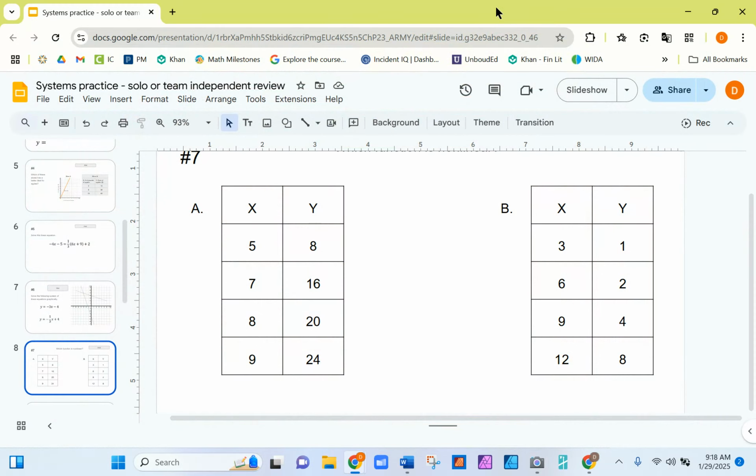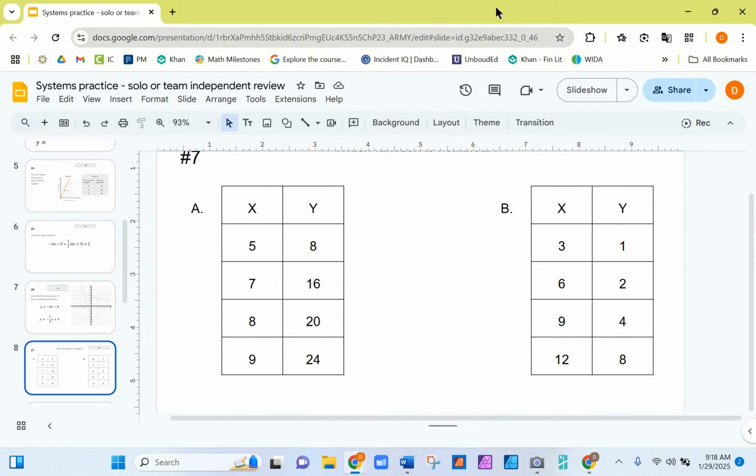Okay, so you'll see I've just got that written out there. That's A. Okay, and then B, just do the same thing. 3, 1, 6, 2, 9, 4, and 12, 8.